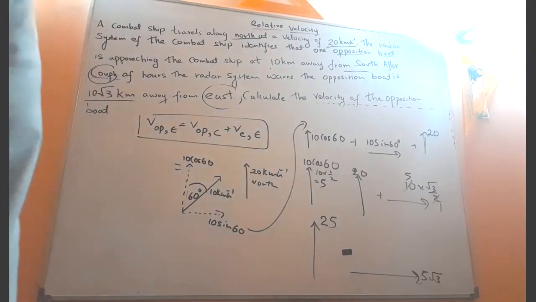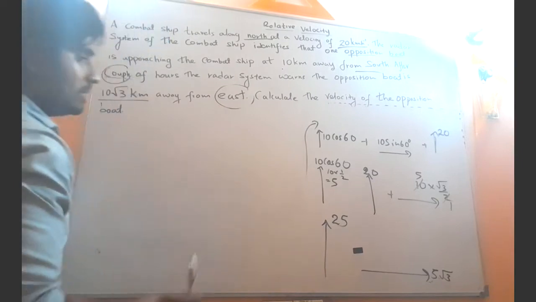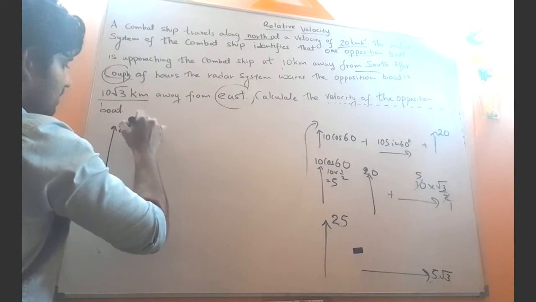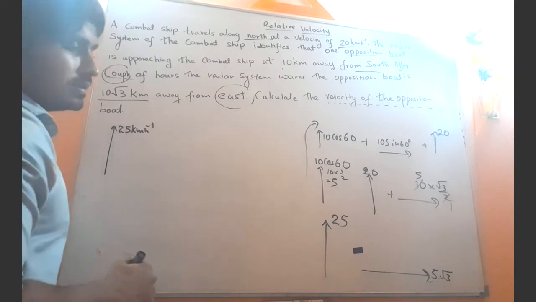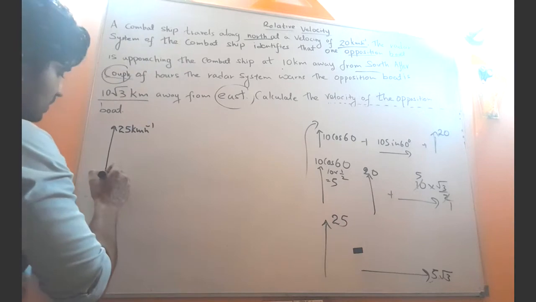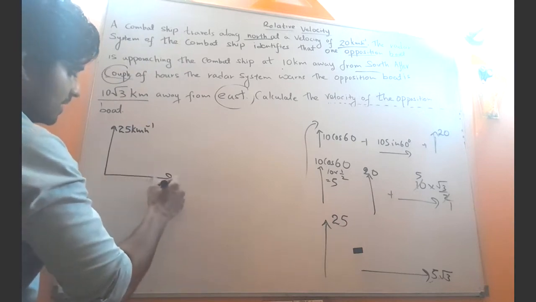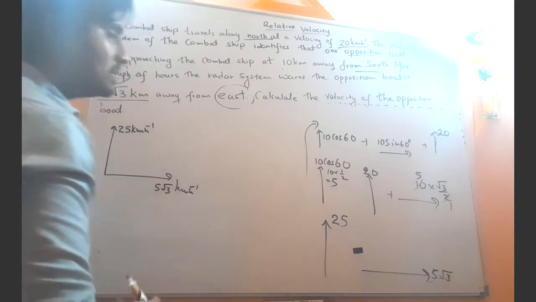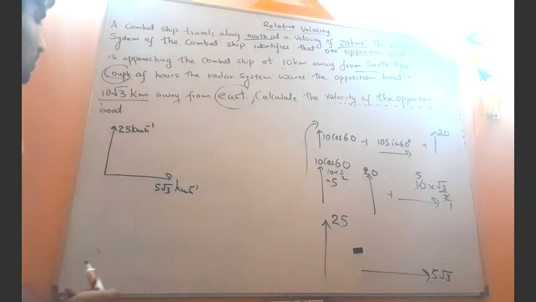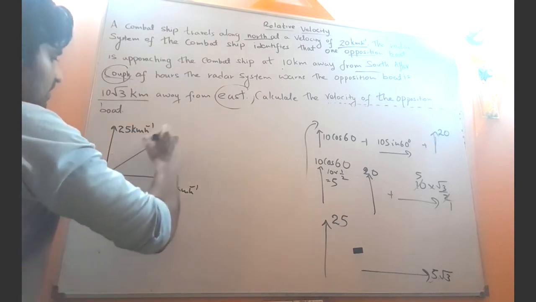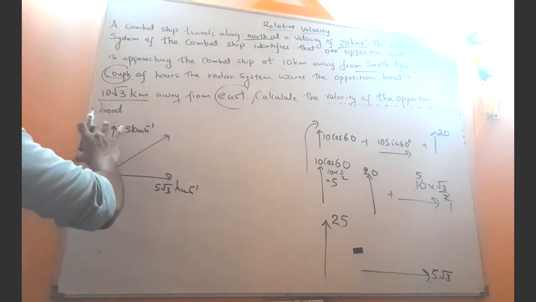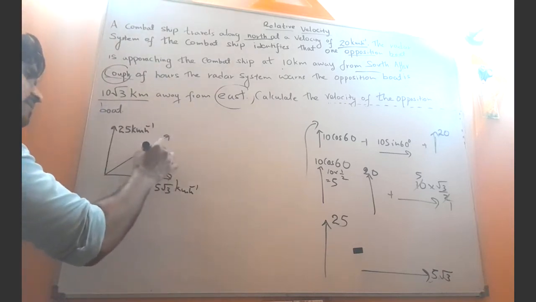Okay, so now how do we get the ultimate answer? What is the ultimate vertical component? That is 25 kilometers per hour. And what is the ultimate horizontal component towards here? That is 5 root 3 kilometers per hour. So now we have to find the resultant, the total. Let's say the resultant is this one, the ultimate force where we can replace both the vertical and horizontal components. Let's say that is R.